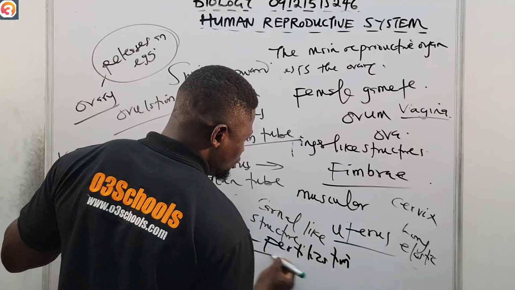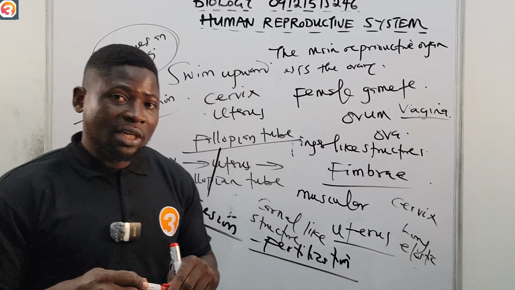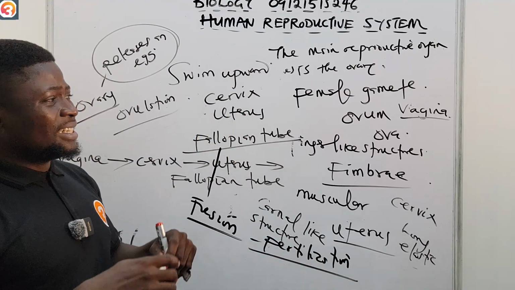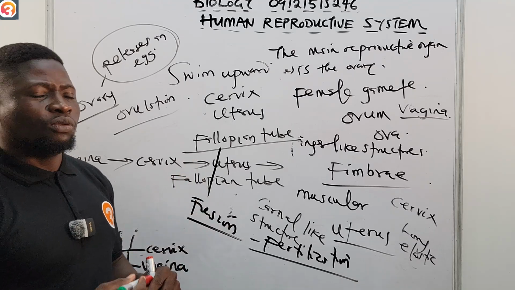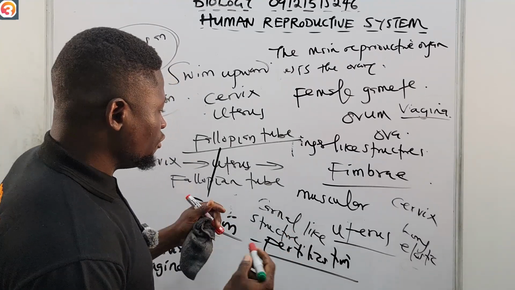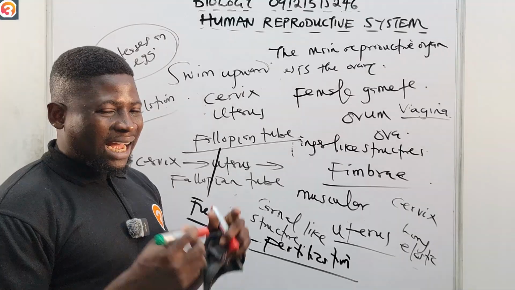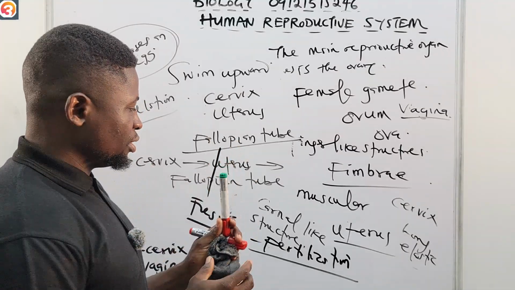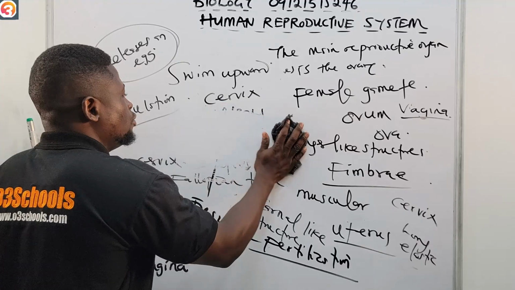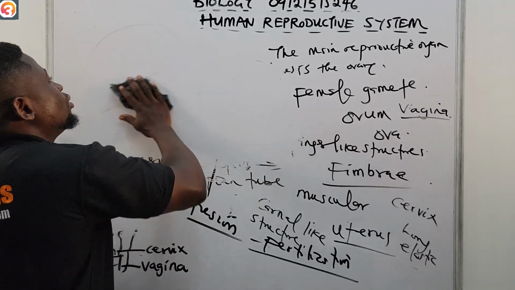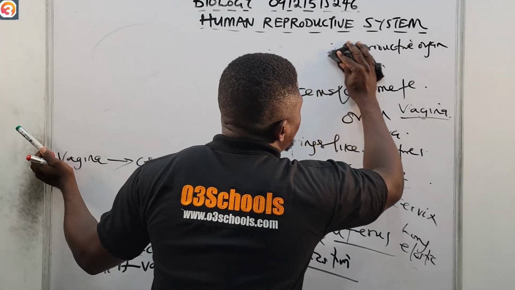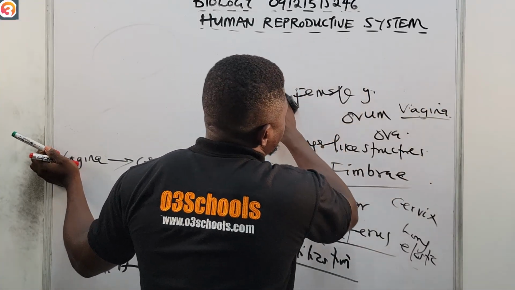Fertilization. I already told you before when we talked about fertilization in flowering plants that it is exactly the same thing that happens in humans. A male gamete will fuse with the female gamete, leading to the formation of a zygote. And so this is what happens in the fallopian tube. All of this happens in the fallopian tube. You must take note of that.